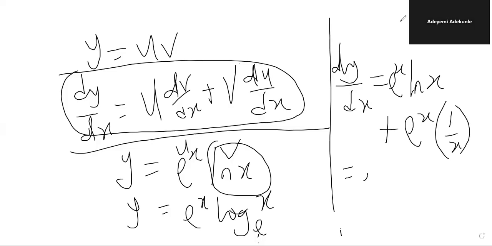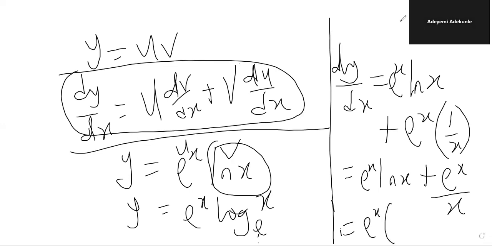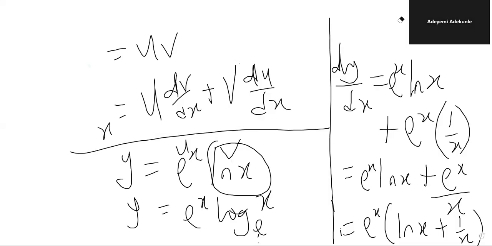Meaning my dy dx can be e raised to x ln x plus e raised to x times 1 over x, which is e raised to x over x. You can leave it like this, or you factorize. Since e raised to x is common, we can have e raised to x into ln x plus 1 over x. So this is an example on how to go about product rule.